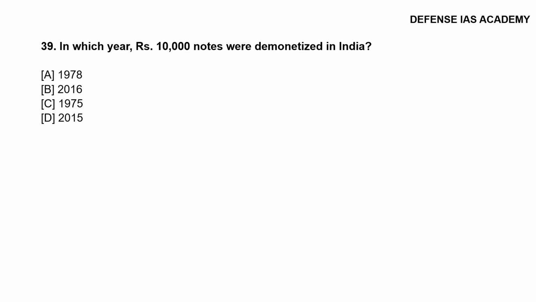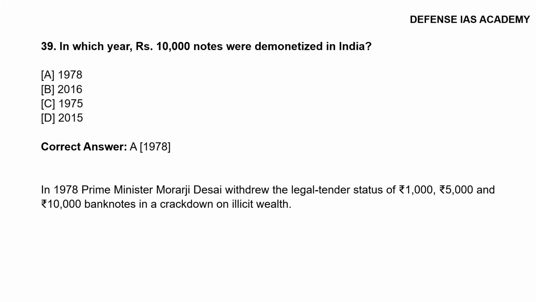Question 39. In which year were rupees 10,000 notes demonetized in India? The correct answer is option A, 1978. In 1978, Prime Minister Morarji Desai withdrew the legal tender status of rupees 1,000, rupees 5,000 and rupees 10,000 bank notes in a crackdown on illicit wealth.